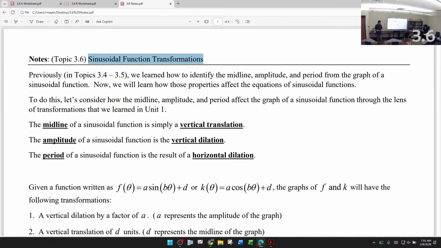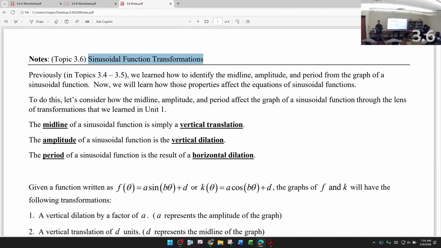The amplitude is a vertical dilation. So if it's the midline and this is the amplitude, if it's higher than that, then it's a vertical dilation. If it's lower than that, it's a vertical dilation. So the amplitude is vertical, which makes sense because that's the distance from the midline to the max.